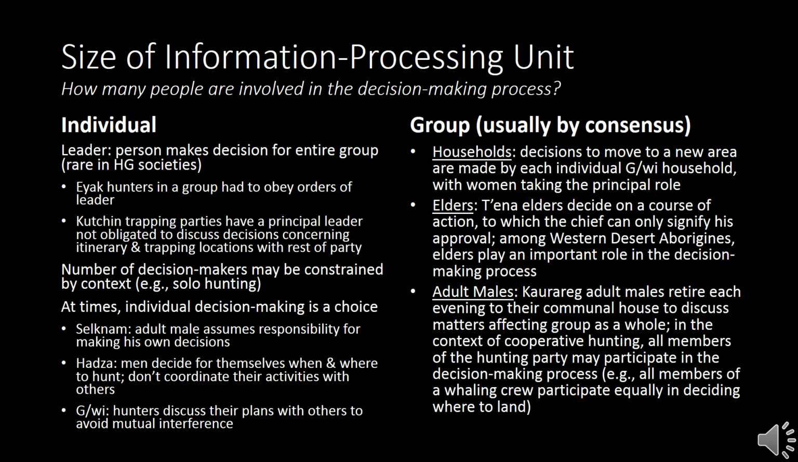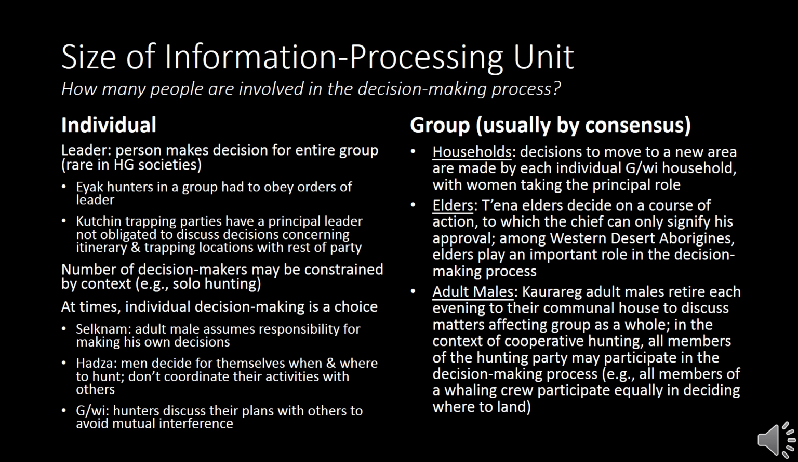The number of decision makers may also be constrained by context, such as when a man goes hunting alone. In other cases, individual decision-making is a choice. For example, a Selknam adult male assumes responsibility for making his own decisions, and among the Hadza, men decide for themselves when and where to hunt, without coordinating their activities with others. In contrast, Gui hunters discuss their plans carefully with others to avoid mutual interference.